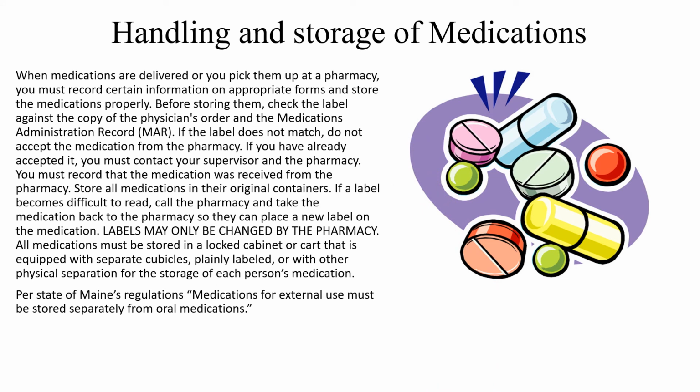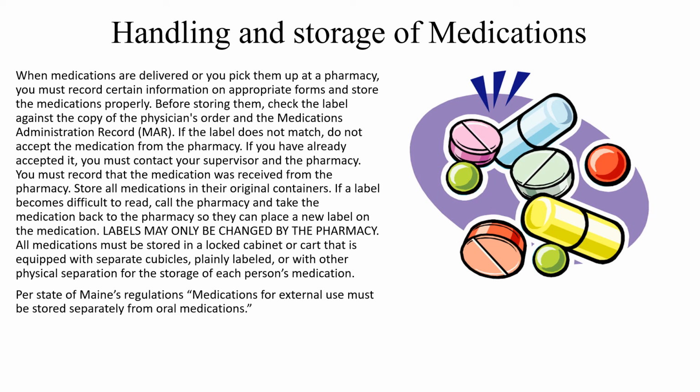So, handling and storage of medications. When medications are delivered or you pick them up at the pharmacy, you must record certain information on appropriate forms and store the medication properly. Before storing them, check the label against the copy of the pharmacist's order and the medication's administration record. If the label does not match, do not accept the medication from the pharmacy. If you have already accepted it, you must contact your supervisor and the pharmacy. You must record that the medication was received from this pharmacy.